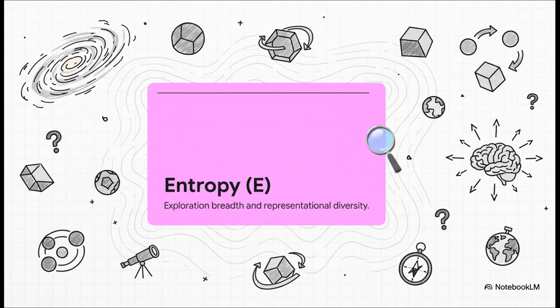Next is entropy. Now, don't let that word fool you. We're not talking about total chaos here. It's actually the opposite. It's my drive to explore. This measures how diverse my internal models are and my ability to consider brand new possibilities. High entropy just means I'm out there, actively mapping new conceptual territory.